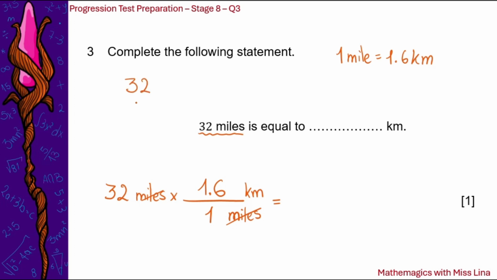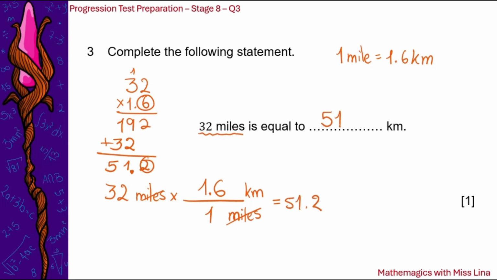So 32 times 1.6. 6 times 2 is 12, 3 times 6 is 18, 19, 1 times 2, and 1 times 3. We have to get one decimal. So 51.2. That means 32 miles is the same thing as 51.2 kilometers. And that's how you would get the mark.